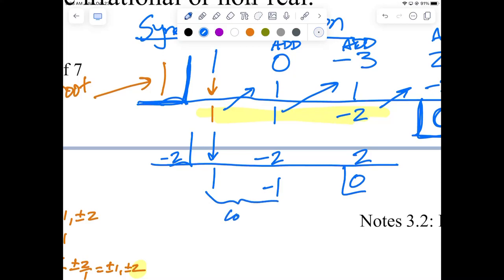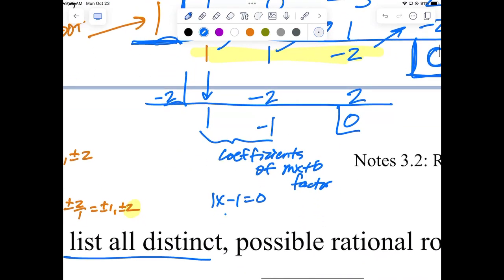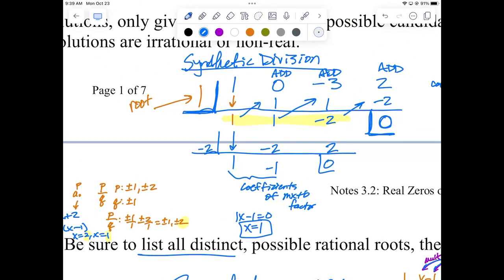These now are the coefficients of your mx plus b factor, x minus 1. So you just get 1x minus 1. And if you set that equal to 0, what is your last root? x equals 1. And now you can see that 1 was a double root. That's how we're going to do these problems. We're going to synthetically divide them instead of long divide them. We'll do a lot more of that in this section and especially in section 3.4.